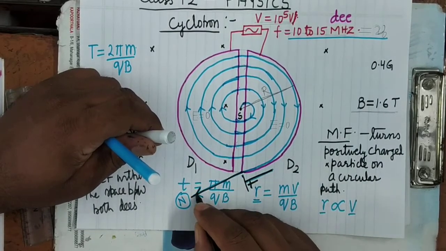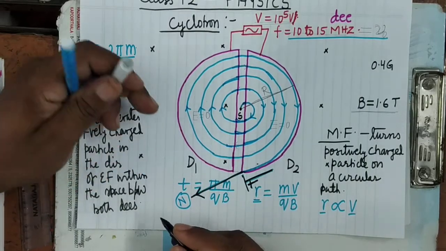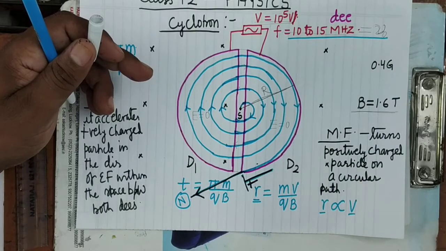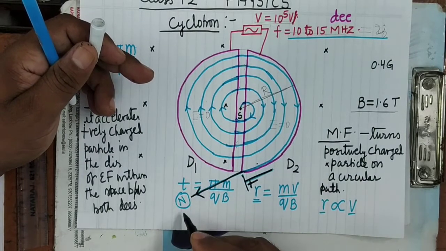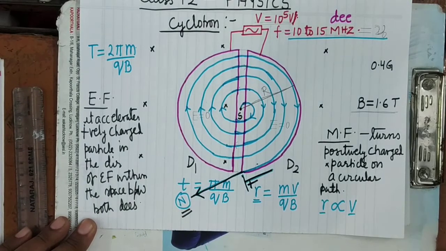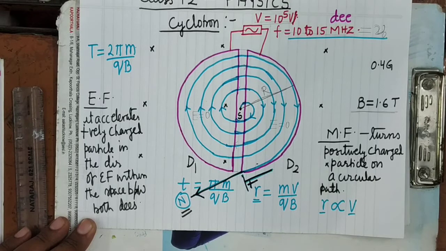It will go straight. After coming out, it will go straight. Why will it go straight? Because there is neither any electric field nor magnetic field. It is clear. And it will smash into this nucleus. It is clear. Now see here. So from here you can see what the working condition is. What is the working condition of this cyclotron?